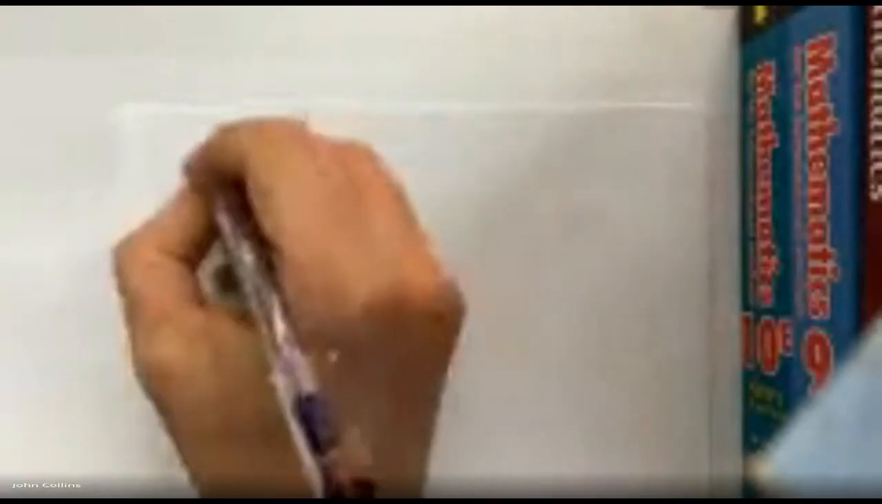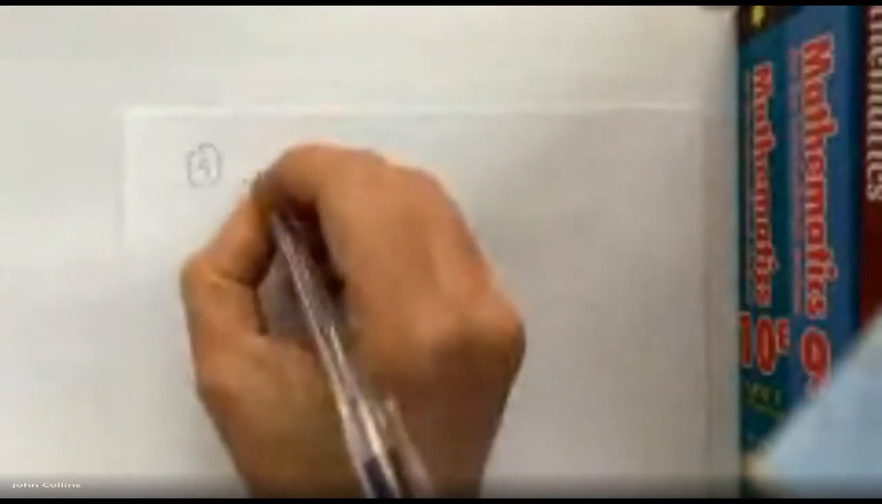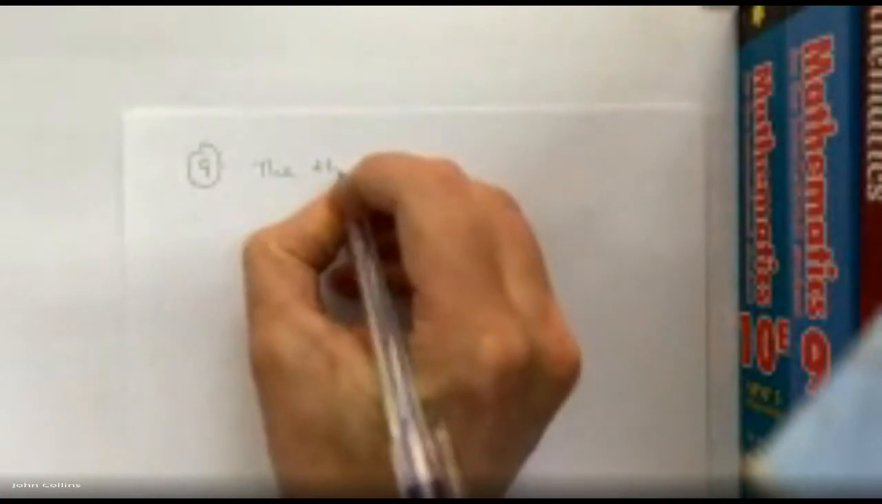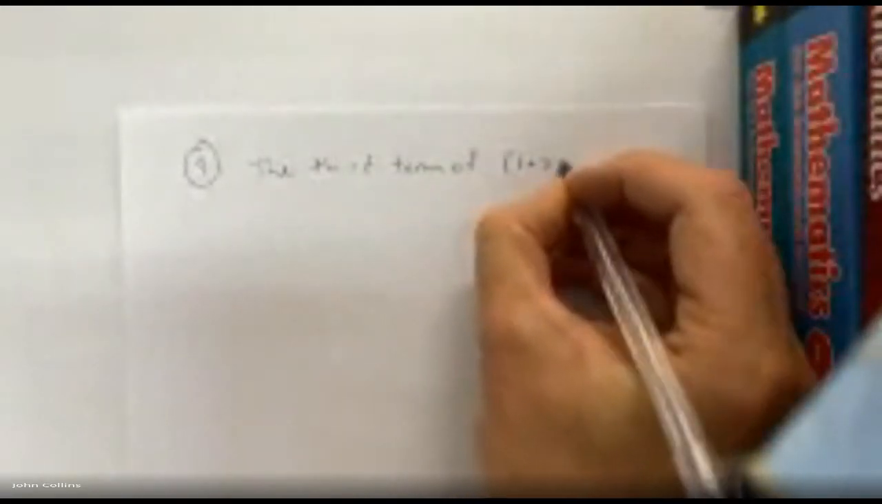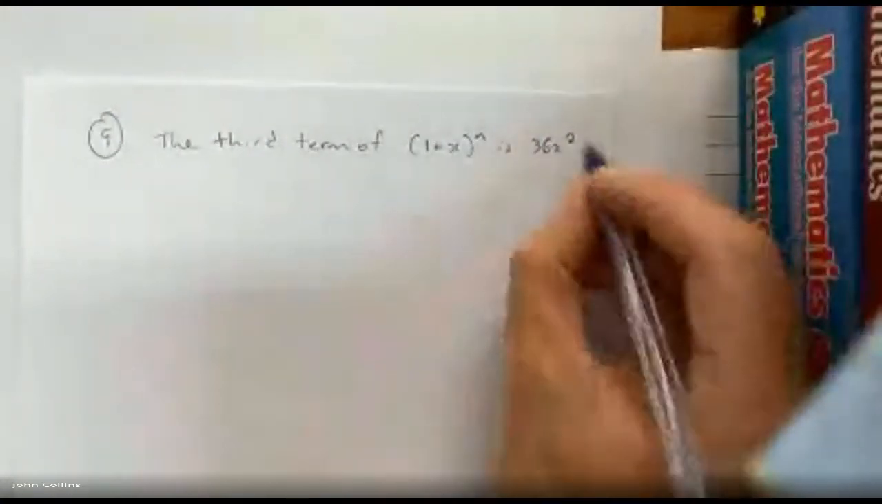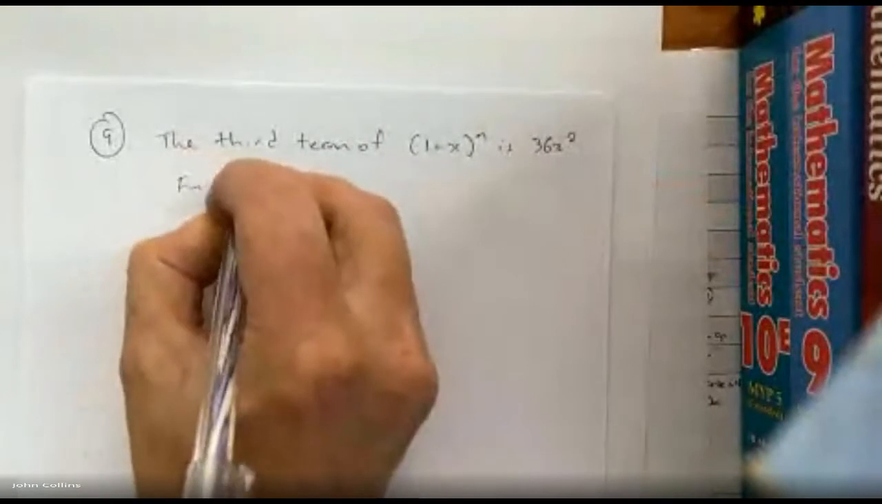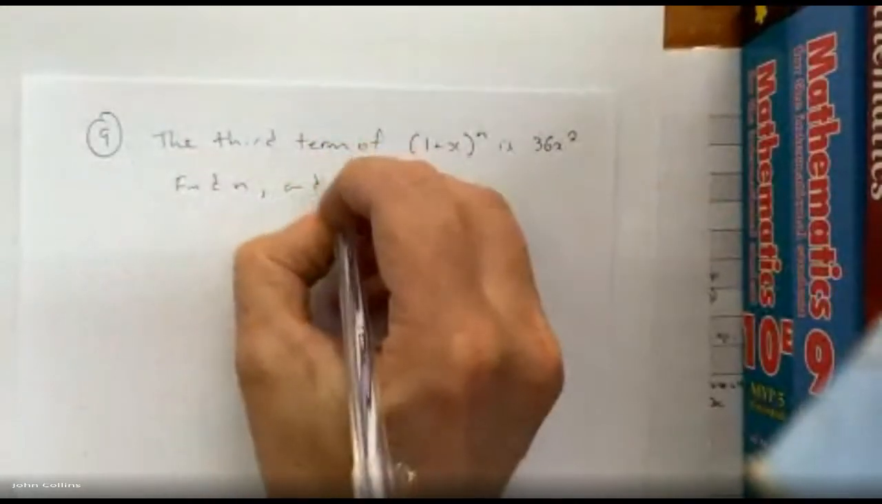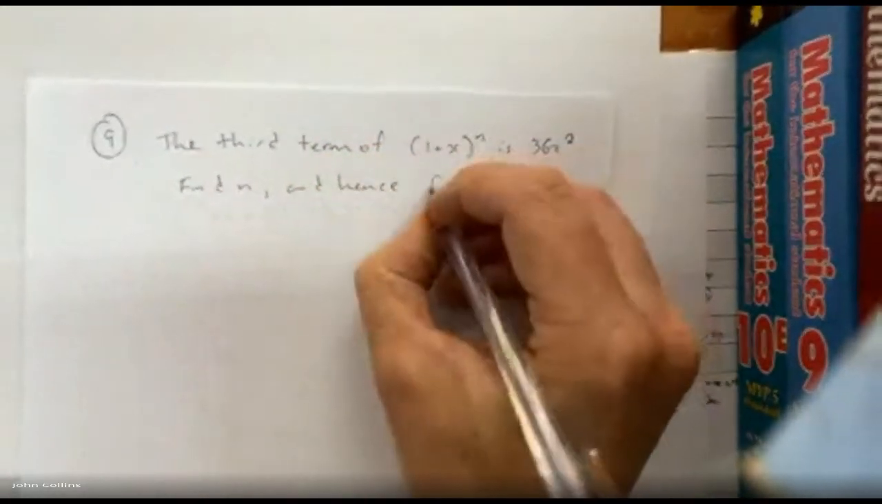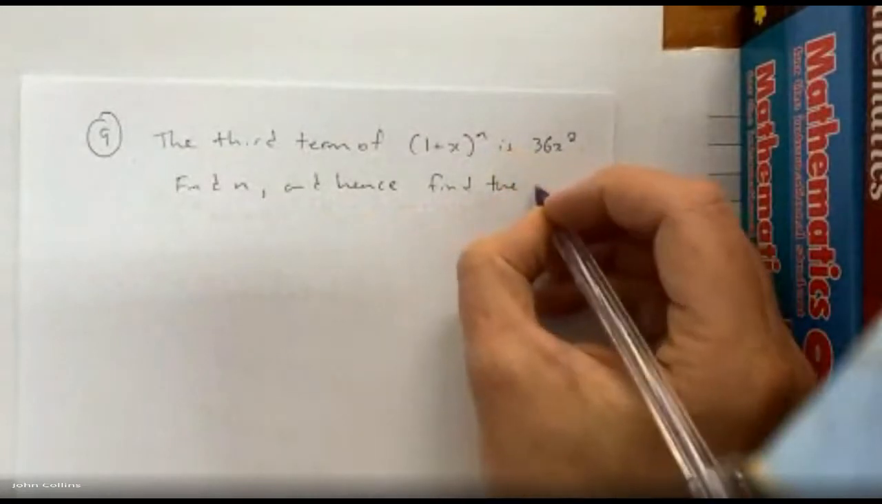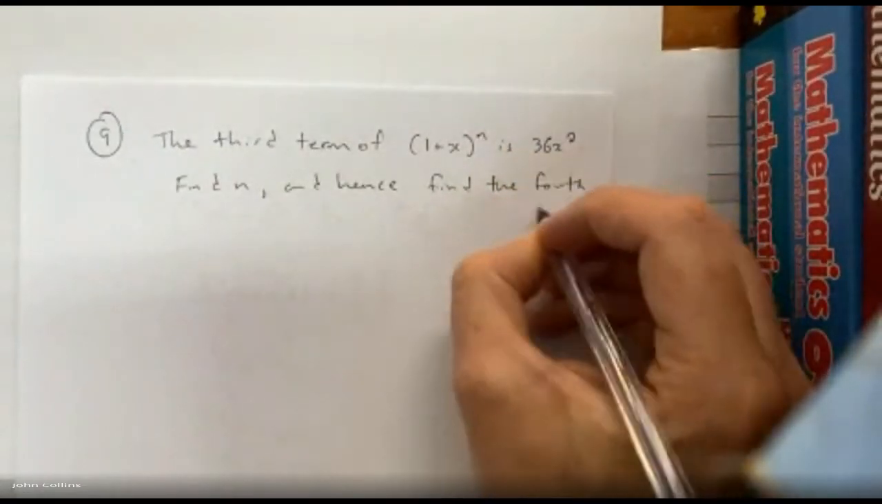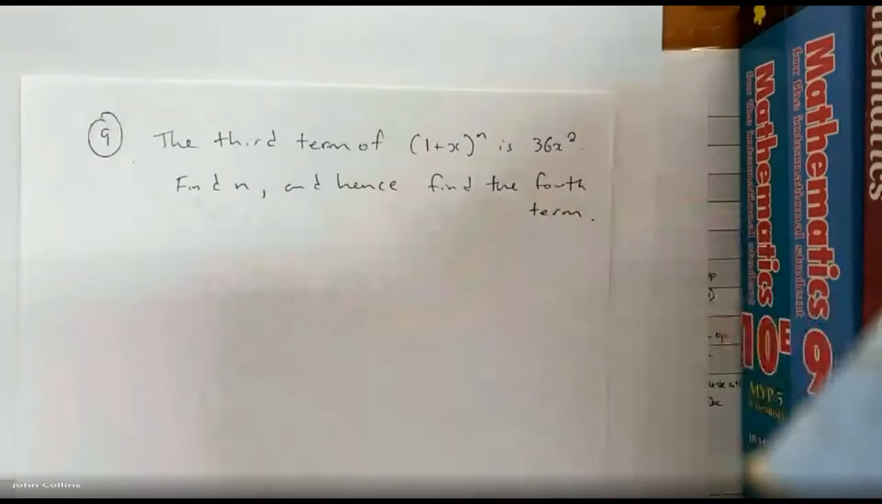So question 9 says that the third term of (1 plus x) to the n is 36x squared. Find n. And hence, find the fourth term. Okay, so that is question 9.